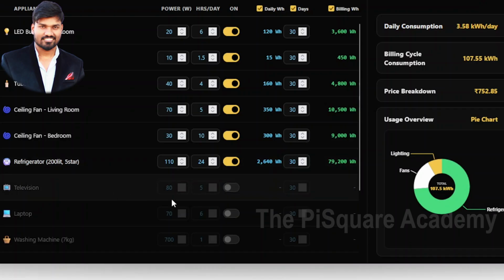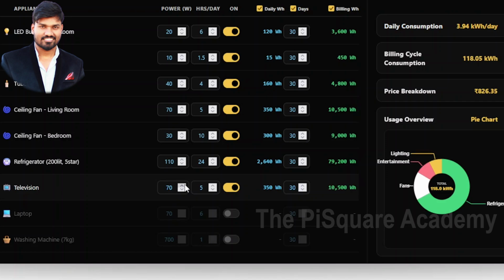Okay, next TV. TV is 60 watt or 70 watt or whatever. It depends on the speaker, what kind of speaker you have. If you have a good speaker for the TV, the speaker itself will consume 50 watts. So now it is 70 watts. Let's say I turn it on for maybe 3 hours. So it will consume this much. Just simply 70 into 3, which is 210, and into 30 days, which is 6,300.